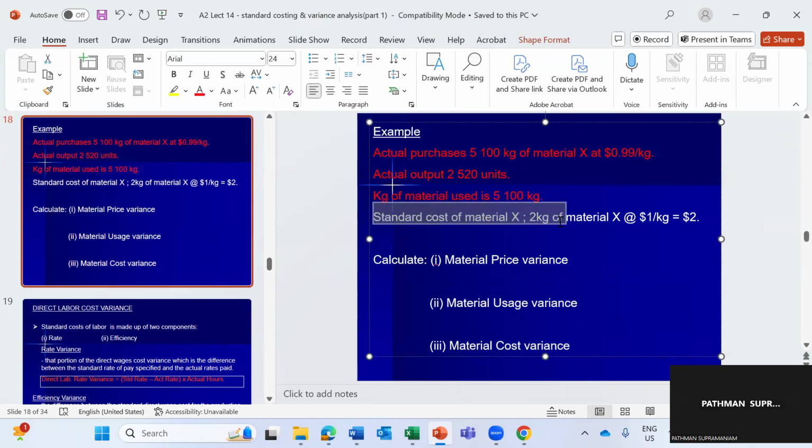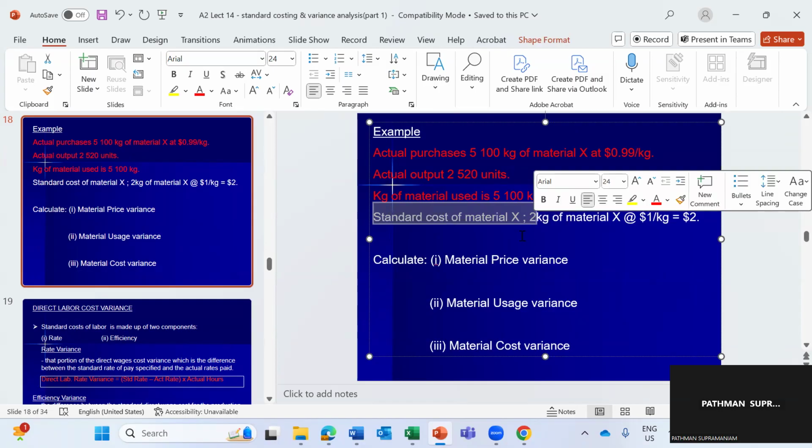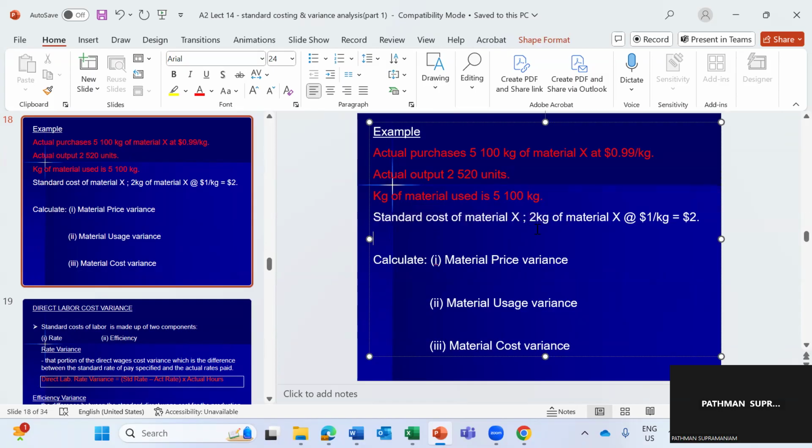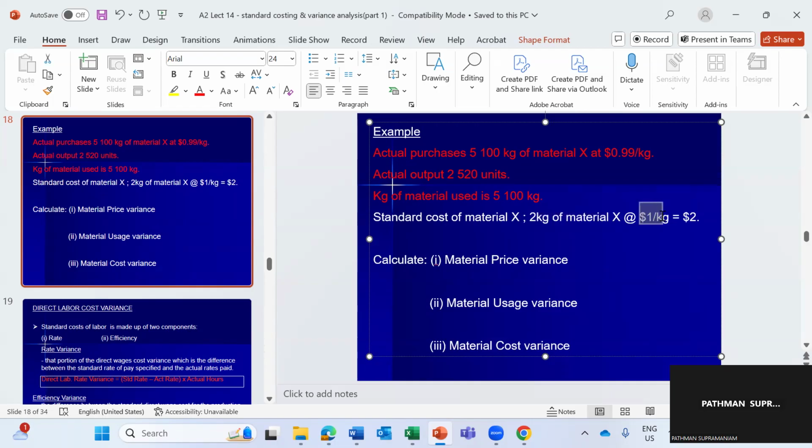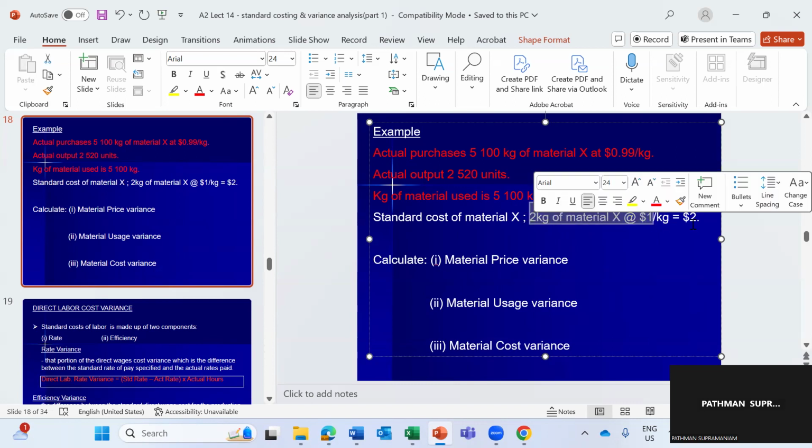Now, the standard says that to make 1 unit of the product, we are supposed to use 2 kilograms of material X. Okay, and the standard cost is $1 per kg. That means in the planning stage, we established that to make 1 unit of the finished goods, we are supposed to insert 2 kilograms of material, and the price per kg, as we agreed with our supplier, is $1. So therefore, the standard material cost per unit is 2 times 1, which is 2.